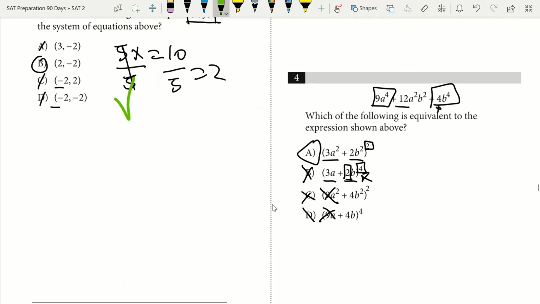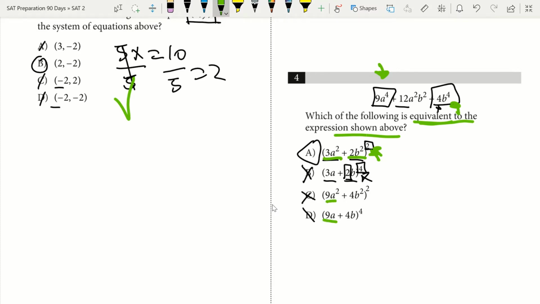4. I've got, which of the following is equivalent to the expression above. All right, so I've got a 9a to the 4th. That's going to mean I have to have 3a squared with that squared right there. That works. I've got 2b squared. That matches up to that 4b squared since this is squared. As far as the other options, I see that the other options C and D have 9a squared.